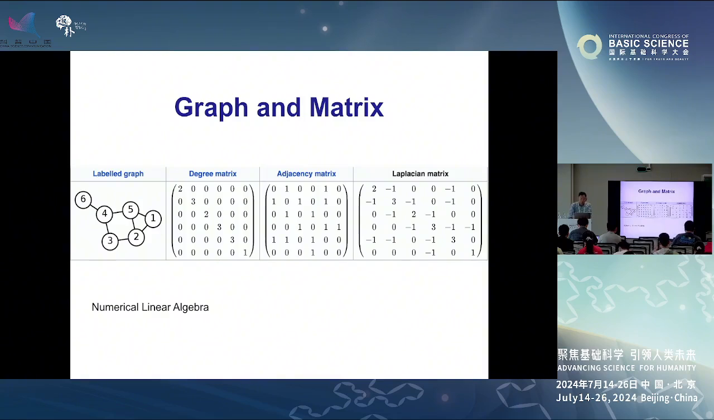Obviously, in the literature there are already a lot of methods to do this. The first method is a graph and matrix method.